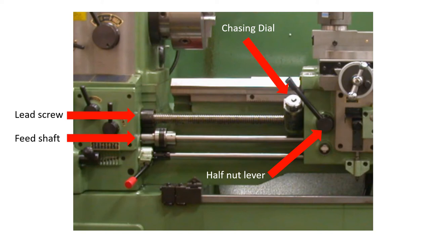There are some machines that incorporate a lead screw and a feed shaft on one shaft. There's a lever which engages the half nut, which is connected to the lead screw, and we have a chasing dial for tracking the thread while we're cutting it.